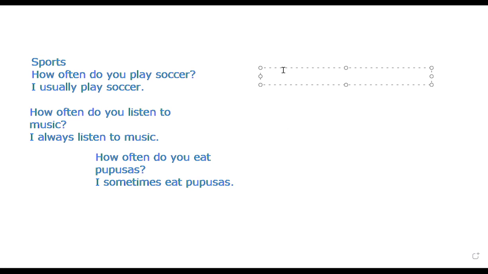Okay, by the way, can you cook pupusas? Can you cook pupusas? ¿Pueden hacer pupusas? Yes, I cook pupusas for my family. Well, yes, I can cook pupusas. En esta pregunta respondemos can, ¿verdad? Can you cook pupusas? Yes, I can. No, I can't. Only eat it. Yes, I can do it. Nice.